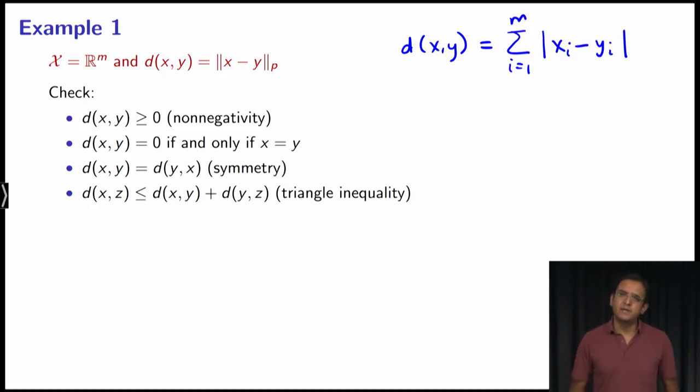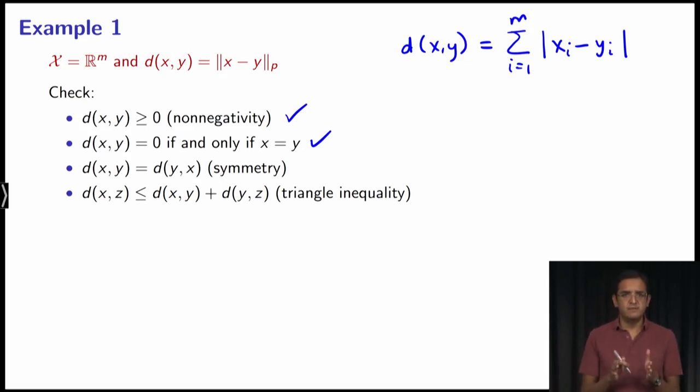Why is this a metric? Well, in order to check that, we just have to go down those four properties and check them one by one. So first of all, can this ever be negative? No, because of the absolute value. So first property is okay. If x equals y, is this 0? Yeah, if x equals y, this is 0. If this is 0, does that mean x equals y? Well, if this thing is 0, it means that all of these absolute values are 0, which means that x is equal to y. So the second property is fine as well.